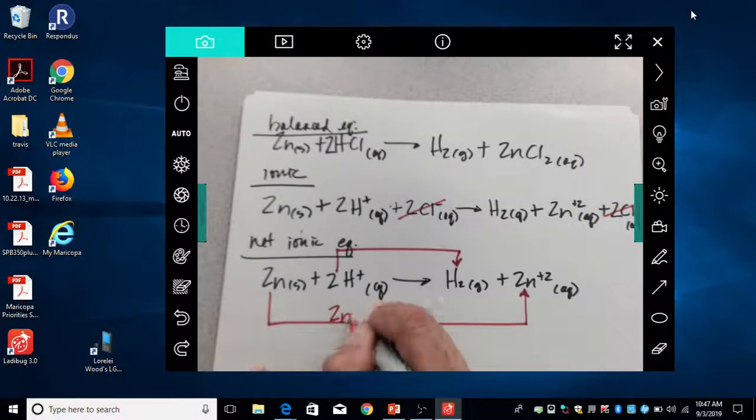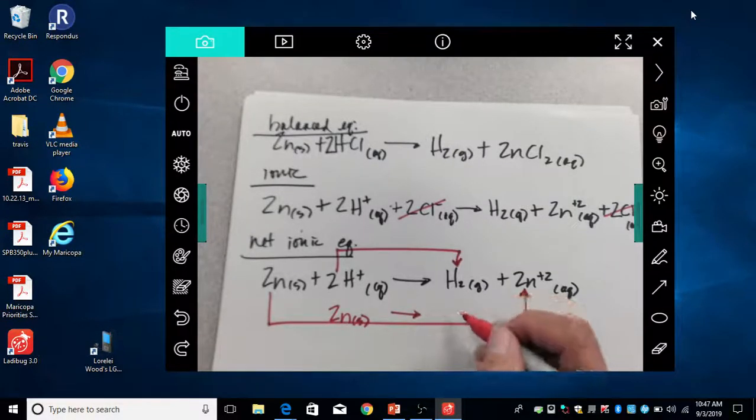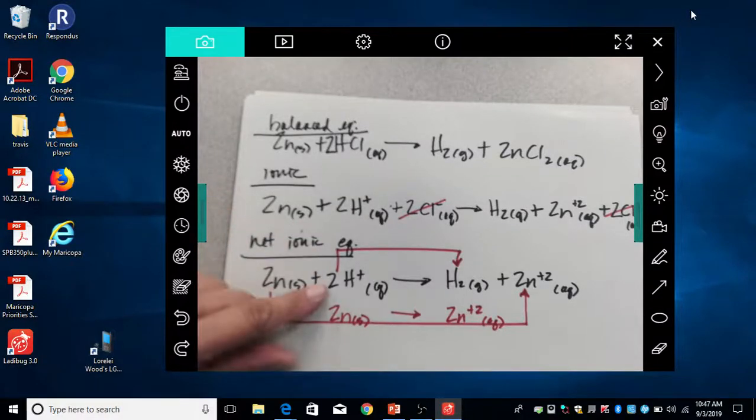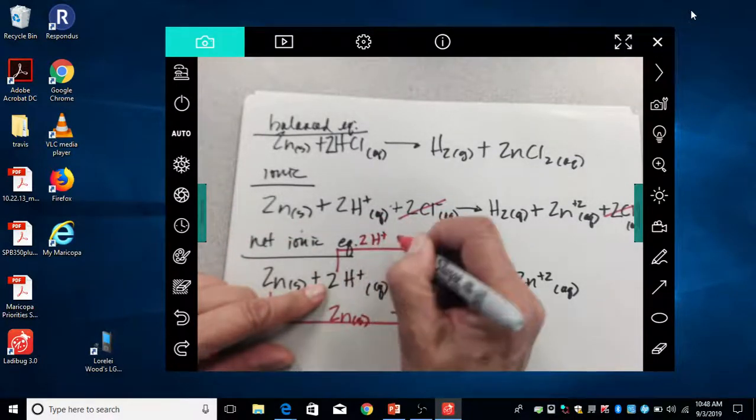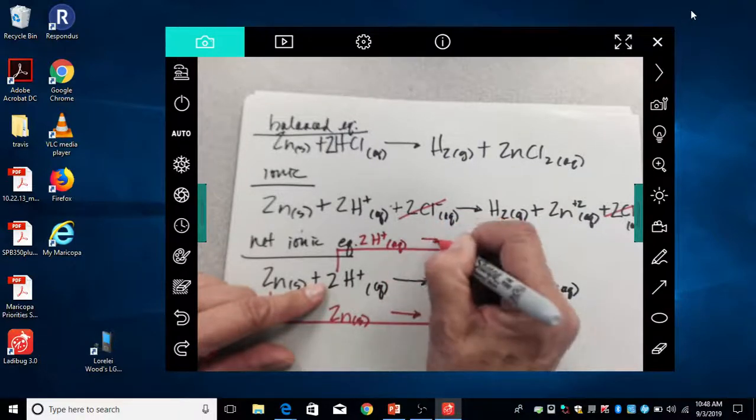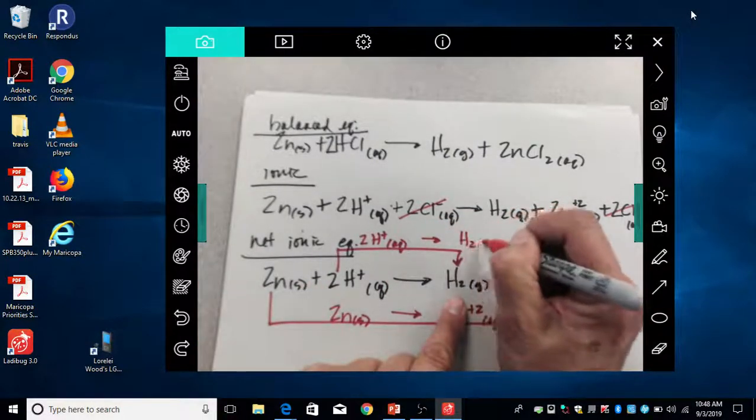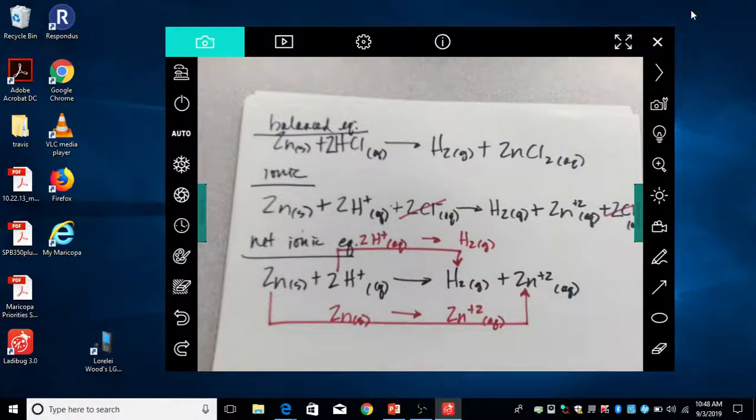So we're going to write zinc as a solid is changing. I'm going to give some room on each side of the equation to zinc ions in aqueous solution. So there's part of my reaction, the half reaction. The top one, I'm going to put the 2 hydrogen ions in aqueous solution react to form H2 as a gas. So there's the other redox half reaction. I'll wait till you catch up and write that stuff so you can listen to what I have to say.